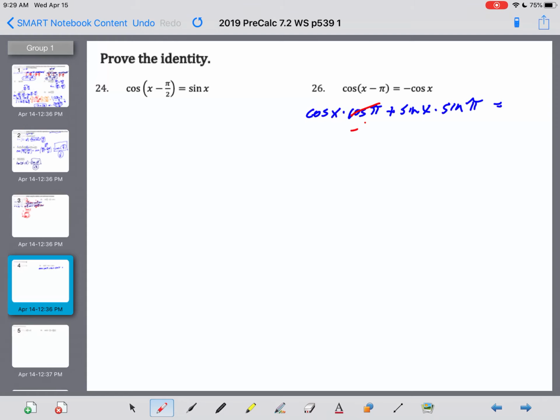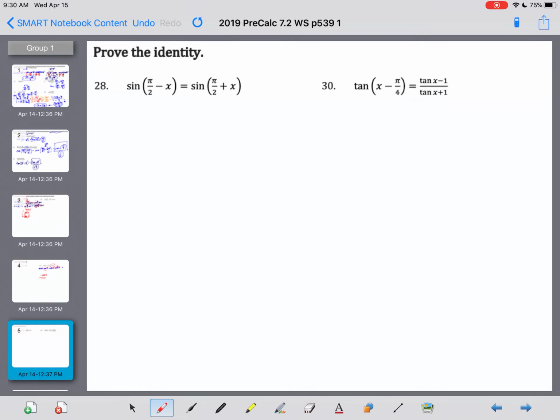I'm just doing the left side here, and since I do have some radian values, cosine of pi is -1, so this comes out to be negative cosine x. The sine at pi is 0, so all this cancels, and we are done. So that one simplified quite easily.